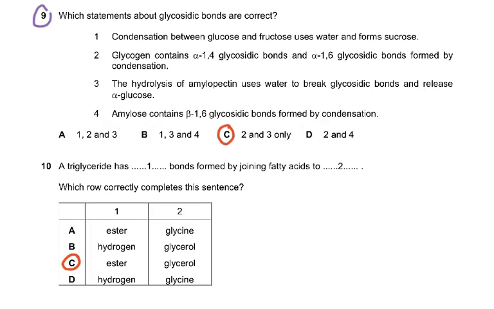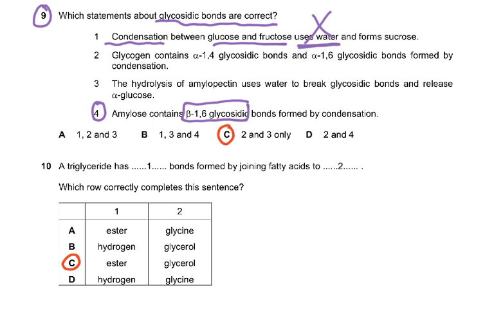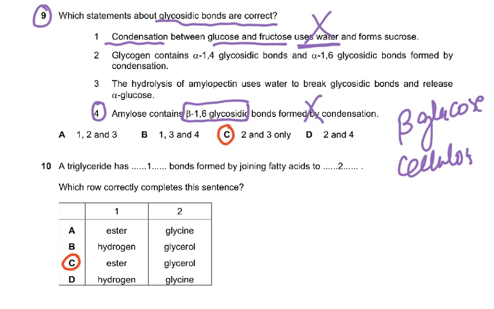Now coming on to question number 9, which statements about glycosidic bonds are correct? Condensation between glucose and fructose uses water. Sorry, condensation is the formation of water. It cannot be using water, so this is wrong here. And why was 4 wrong? Amylose contains beta-1,6. No, just remember, beta glucose is only in cellulose. That we know for a fact. So this was wrong as well. So that's why the answer is C, which is 2 and 3 only.